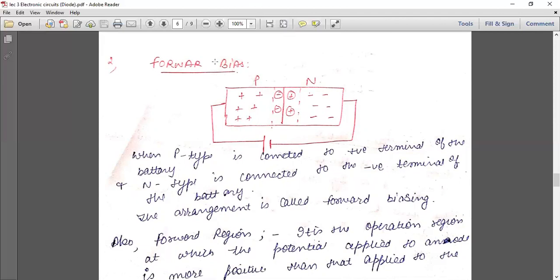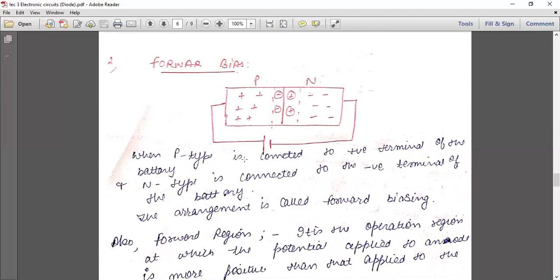So biasing is the physical arrangement of a circuit. External biasing we provide in the circuit. Here, in case of forward biasing, a p-type semiconductor is connected to the positive terminal of the battery and n-type semiconductor is connected to the negative terminal of the battery. If this type of connection is available, that is known as forward biasing.